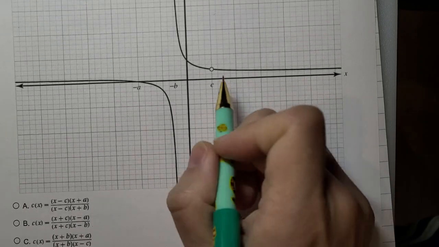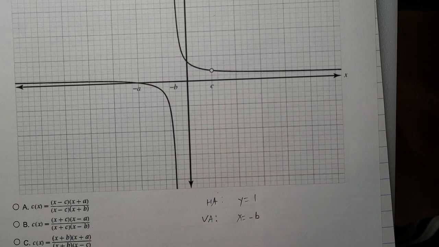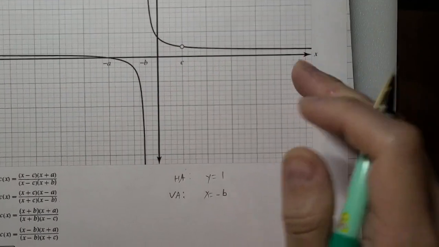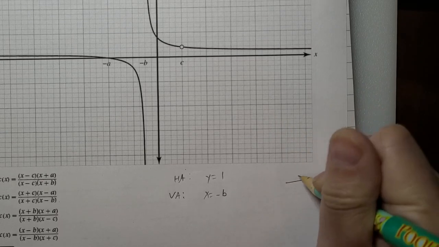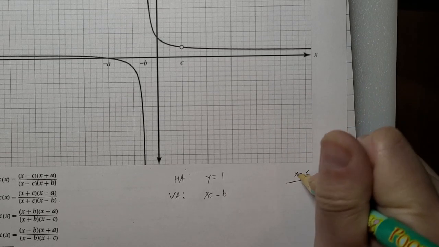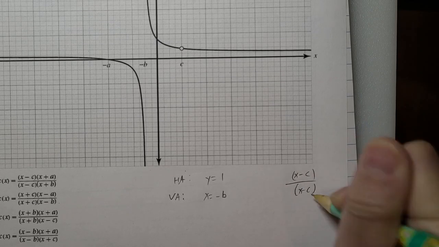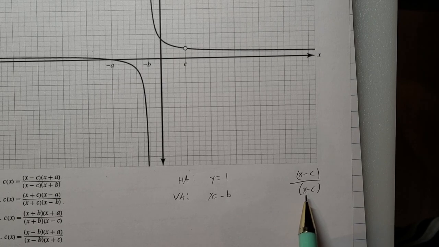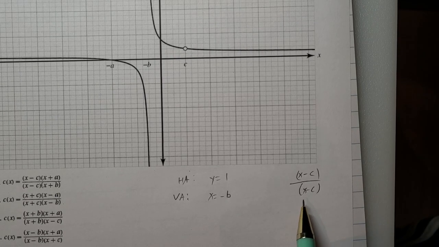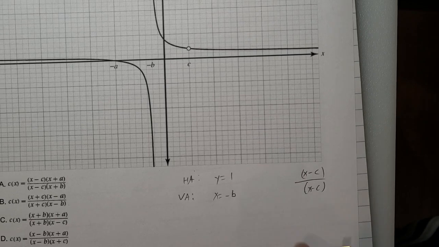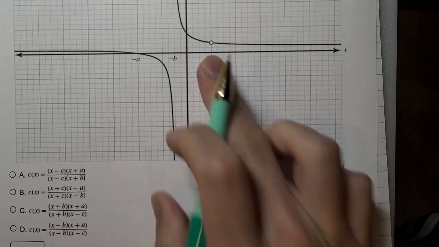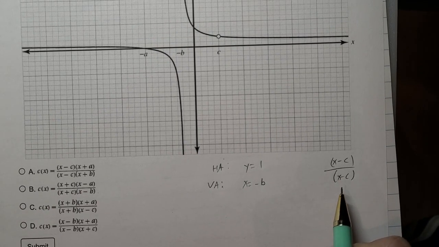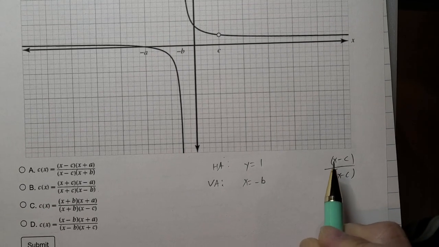And there's a hole at x is c. So when there's a hole, usually that means there's an x minus c on top and on the bottom. So they would cancel, but because of the domain, x cannot equal c in the original function, because we'd be dividing by 0. That's why there's a hole there. Even though they cancel, there's a hole because of the domain. So there should be x minus c on the top and on the bottom.